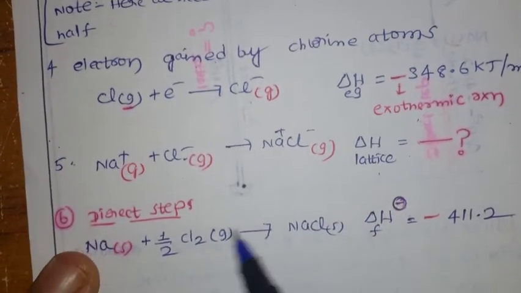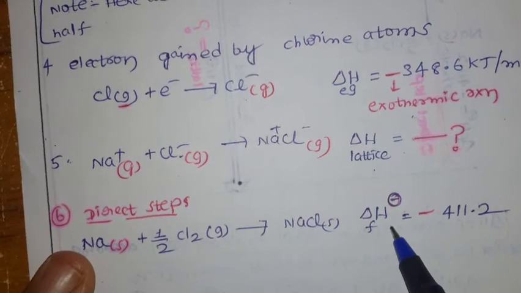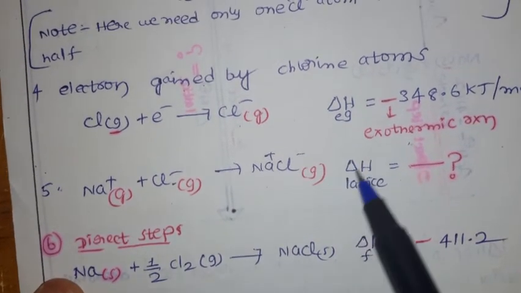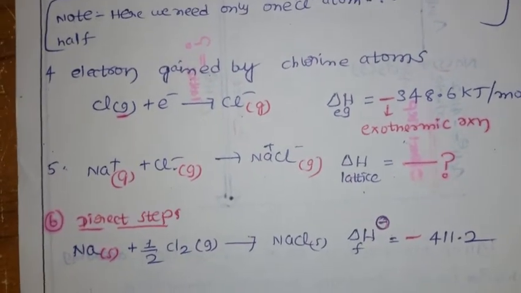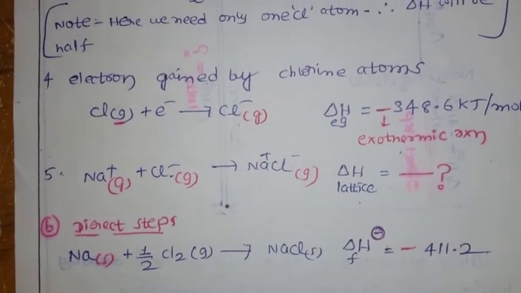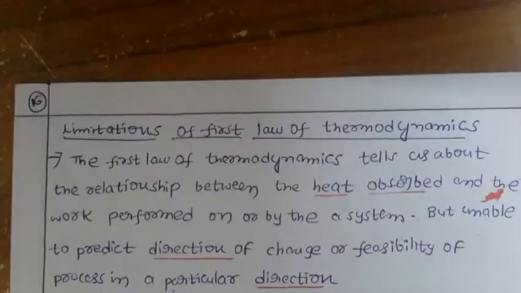In the direct step we have done this directly. So the direct step is equal to what? Whatever delta H we calculate as the summation of the indirect steps. Like that, you can calculate the lattice enthalpy by using the Born-Haber cycle.